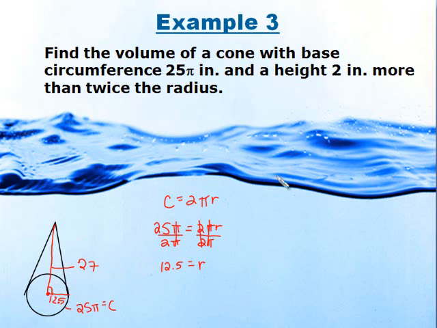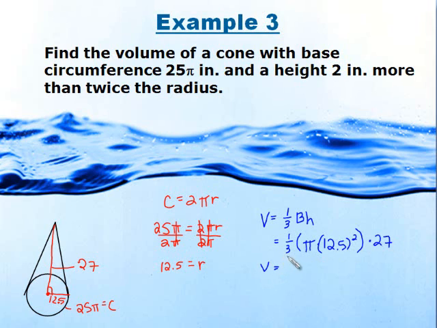Okay, so let's go ahead and write the equation here for the volume of my cone, which is 1/3 times the area of the base times the height. The area of the base, which is a circle, is pi r squared. We know the radius. The radius is 12.5. And we're going to square that. So this is the area of the base. And then last, we have to multiply it by the height, which is 27.